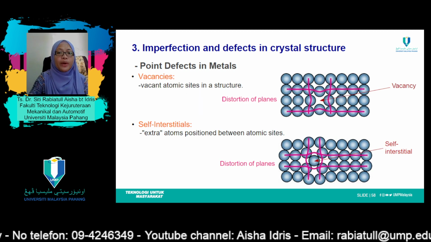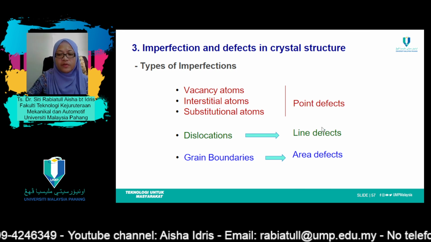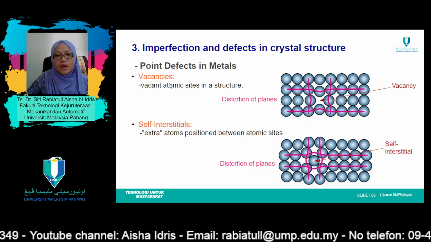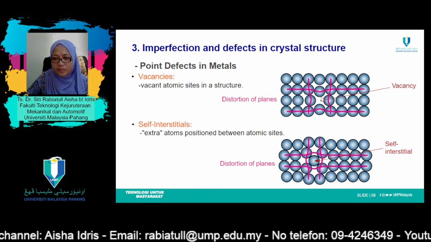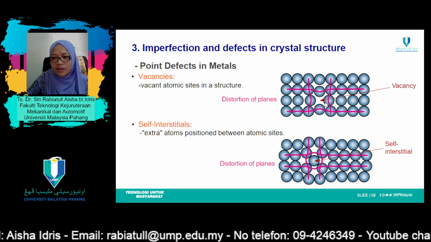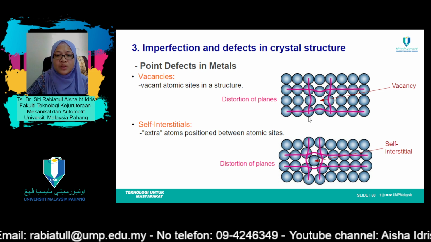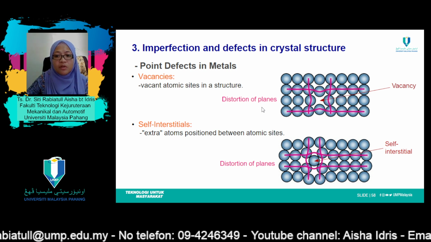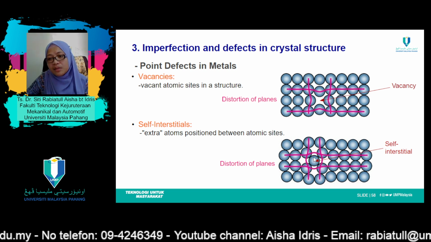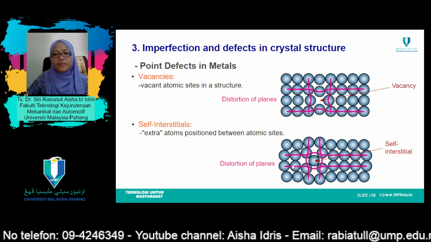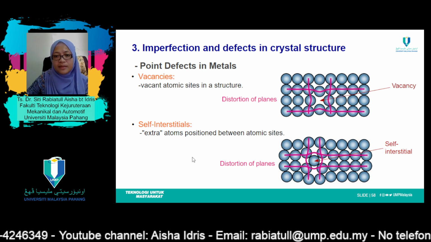Okay, let's look at them one by one. For point defects, let's look at this one first, which is vacancies. Vacancies, you can see there, there's a vacant site in this atomic arrangement. This might occur due to distortion of the plane. The same goes for the self-interstitial. You see, there's a self-interstitial there, whereby an extra atom is positioned between atomic sites.